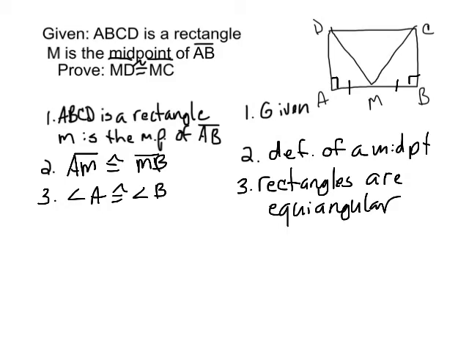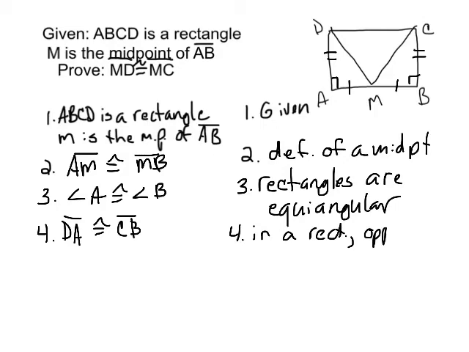And then I also know that rectangles, the opposite sides, are congruent because rectangles are parallelograms. So I can say DA is congruent to CB because in a rectangle, opposite sides are congruent. And we're left with two steps. Hopefully I can get them on here.